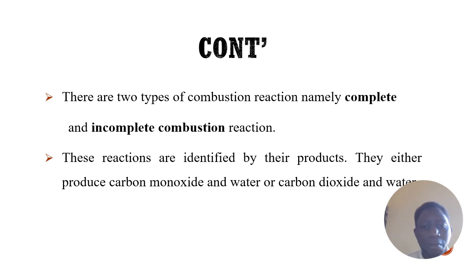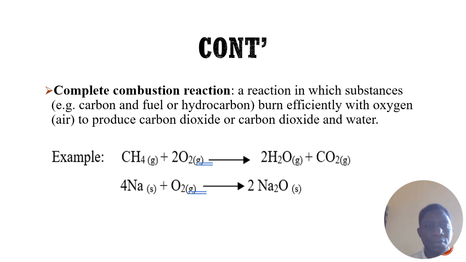There are two types of combustion reaction, namely complete and incomplete combustion reaction. These reactions are identified by their products. They either produce carbon monoxide and water or carbon dioxide and water. Complete combustion reaction is a reaction in which substances, for example carbon, any fuel, any hydrocarbon, burn efficiently with oxygen to produce carbon dioxide or carbon dioxide and water.